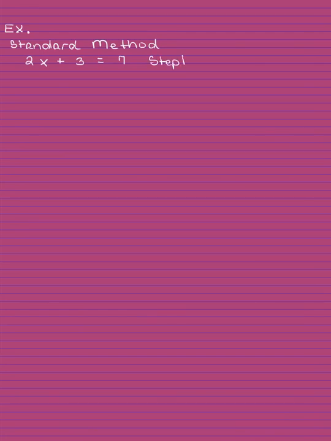So our first step, since the original equation is adding 3, and we're trying to get our variable on one side and our numbers on the other, we are going to do the inverse operation and subtract 3 from both sides. That's our first step.